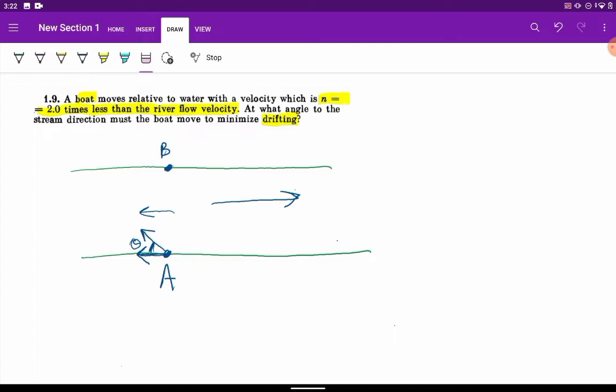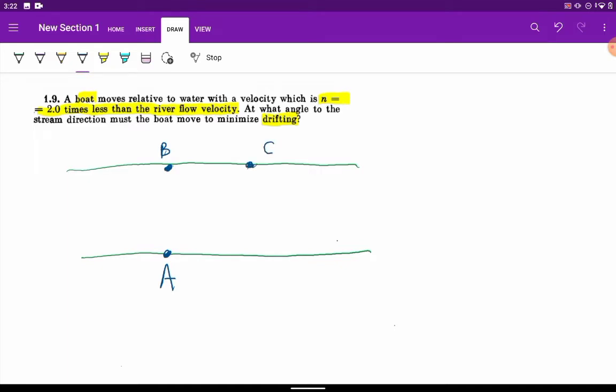So what does minimum drift mean here? Minimum drift means that it will drift onto the right side. However, let's say it is able to reach some point C, which is on the right hand side of the line joining A and B. So we need to find out such a theta to the river flow.